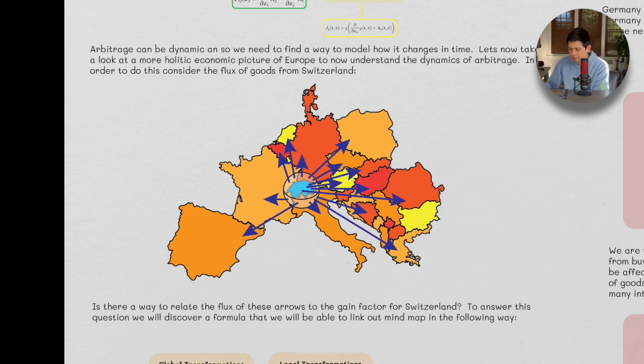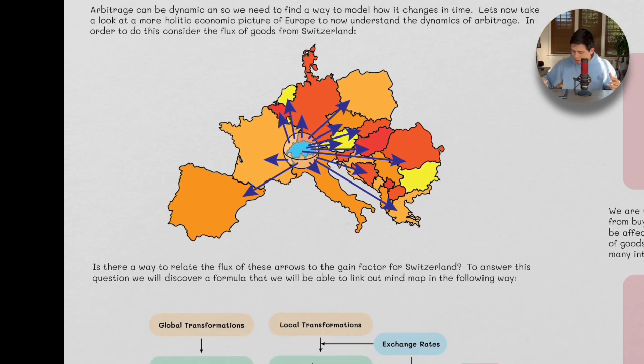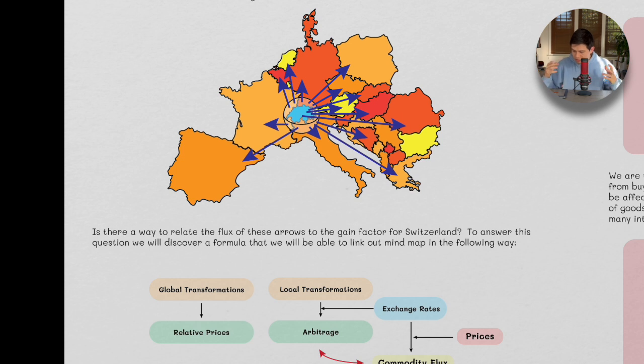In order to do this, let's consider the flux of goods from Switzerland. Here's Switzerland, and we're putting a ball around Switzerland, and we want to calculate the flux of goods leaving Switzerland and coming into Switzerland. The question is, is there a way to relate the flux of these arrows to the gain factor for Switzerland? We're going to try to do that in this video.